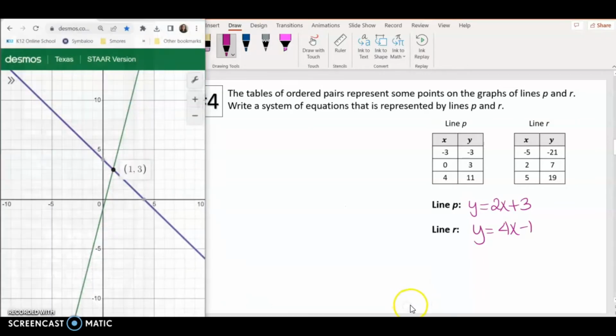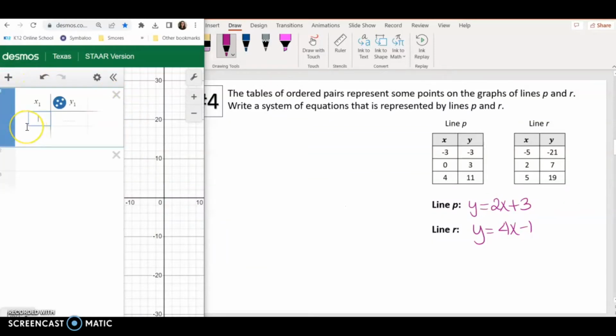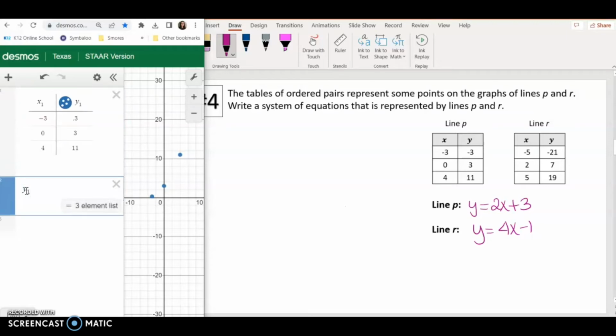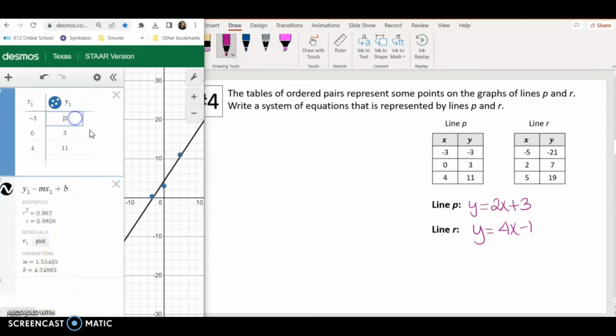Remember, you can also do this using Desmos. So what you will do in Desmos is you'll clear what you have, choose the plus sign, choose table, and then I'm going to start off with line P, so enter all the x values, and then enter all of the y values that correspond. And then in row 2, you're going to type the formula y1 is approximately mx1 plus b. And then it gives you the values of m and b, which are 2 and 3. So we have y equals 2x plus 3.